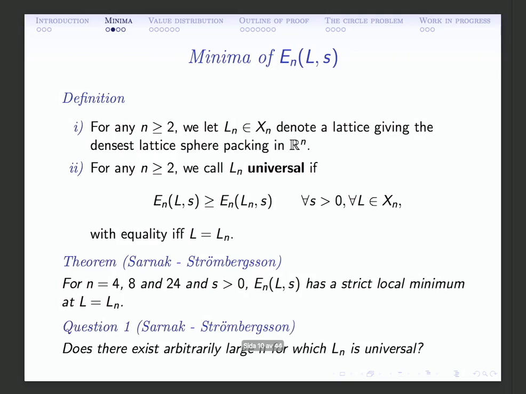Anyway, Sarnak and Strömbergsson had this question: are there arbitrarily large n? One could maybe start with, are there other n than 2? But they ask, are there arbitrarily large n for which L_n is universal? And since the theorem indicating something in dimensions 4, 8, and 24 is the only thing that is known, this is an indication that this question might be quite hard.